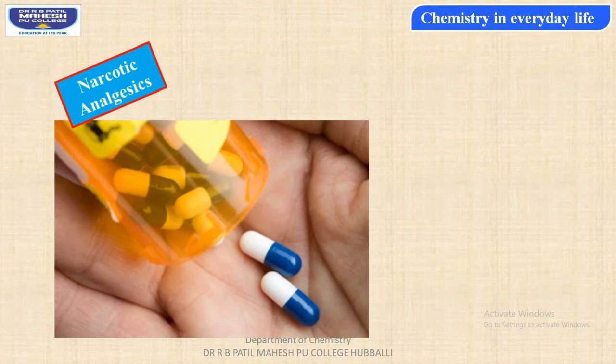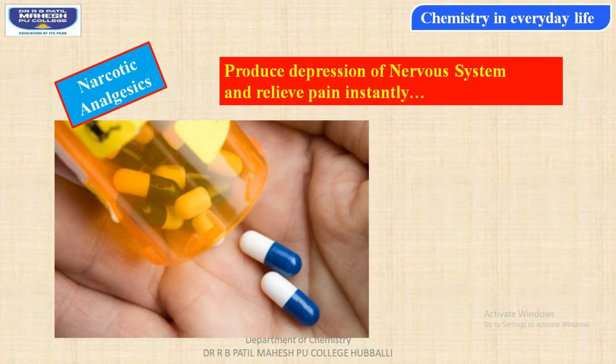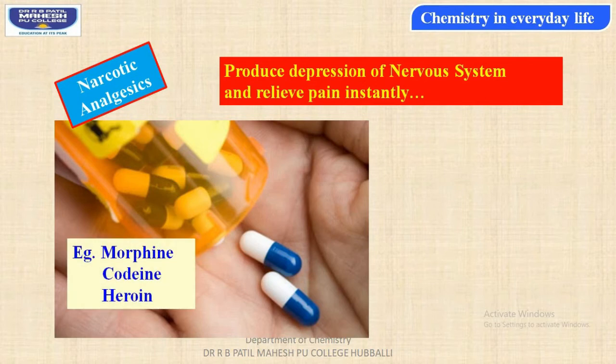Now students, we shall study in detail about narcotic analgesics. They produce the depression of only the nervous system and relieve pain instantly. So the nervous system is getting depressed and in return, the body pain gets relieved. Examples: morphine, codeine and heroin.